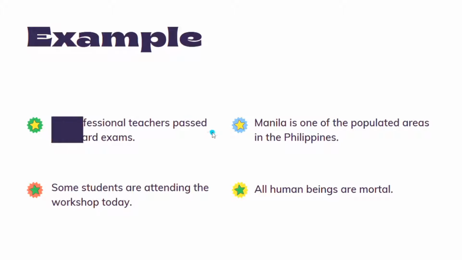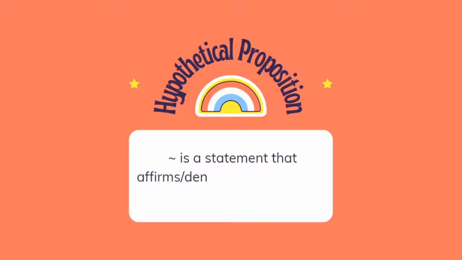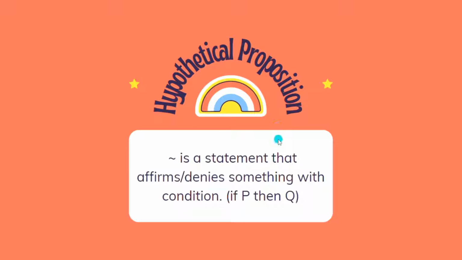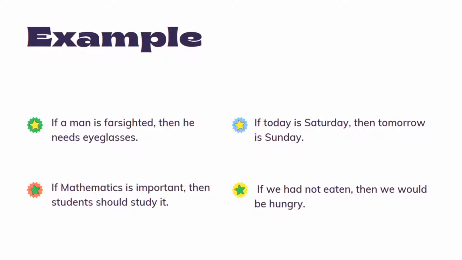Let's move on to the second classification of proposition. Hypothetical proposition. It is a statement that affirms or denies something with a condition. It takes the form of if P, then Q. For example, if a man is far-sighted, then he needs eyeglasses. If mathematics is important, then students should study it. If today is Saturday, then tomorrow is Sunday. If we had not eaten, then we would be hungry.